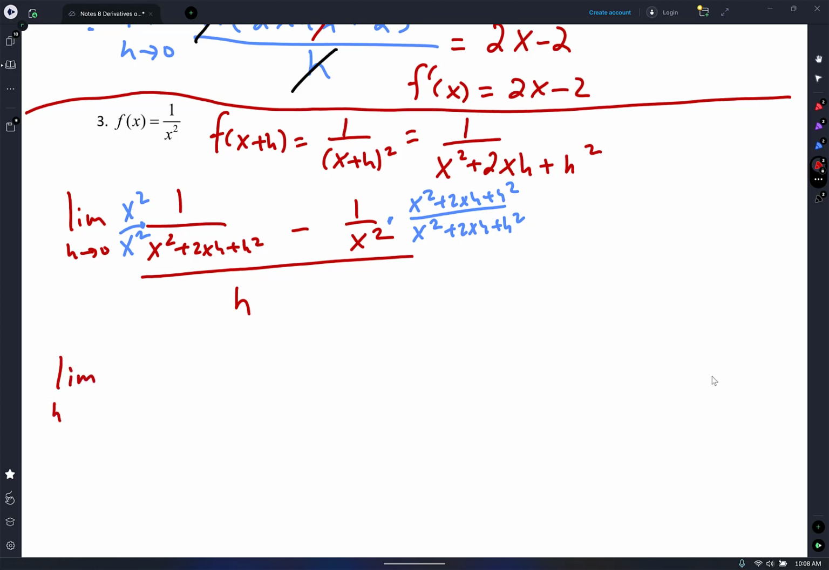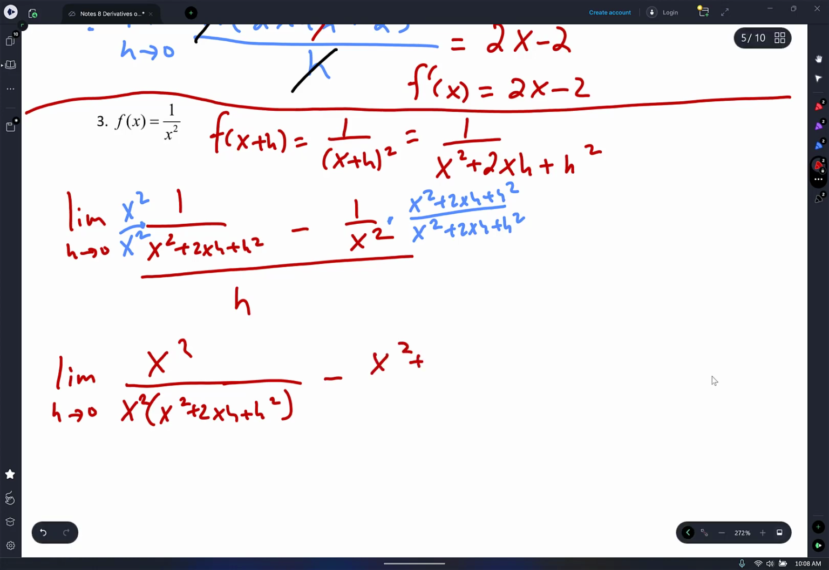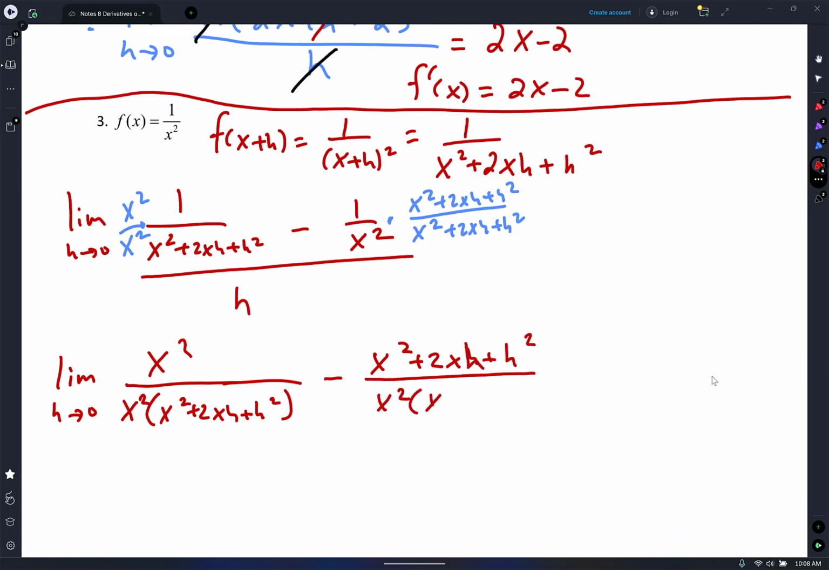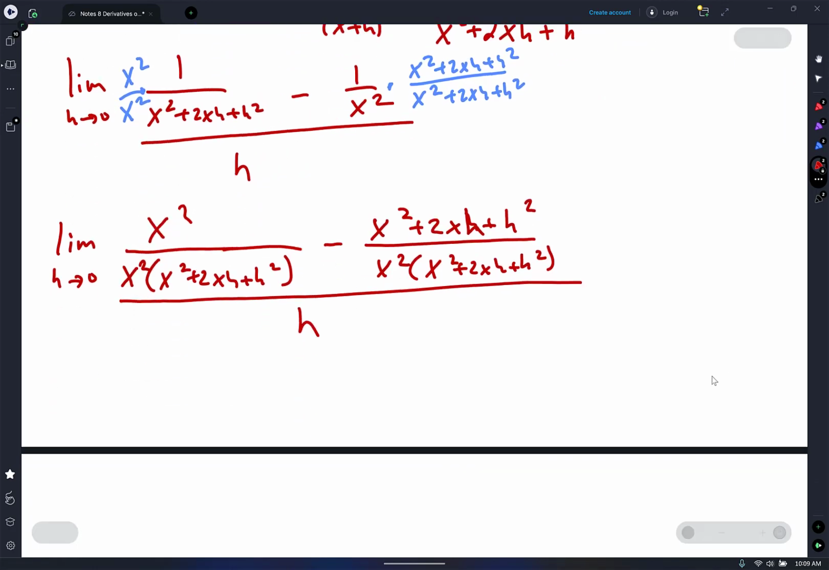Limit as h approaches 0. Of course, in the numerator, I'm just going to write x squared. But in the bottom, I'm going to write it like this. I put x squared, parenthesis, x squared plus 2xh plus h squared. You can distribute that if you want to, but I don't. Minus, and then I write the same thing in the numerator, x squared plus 2xh plus h squared. That's an h there. Over x squared, parenthesis, x squared plus 2xh plus h squared. Close it. And all this is still over h. I'm going slow, and don't worry, I'm about to slow down.